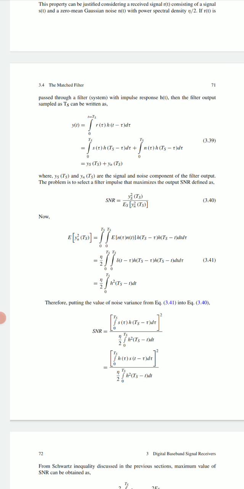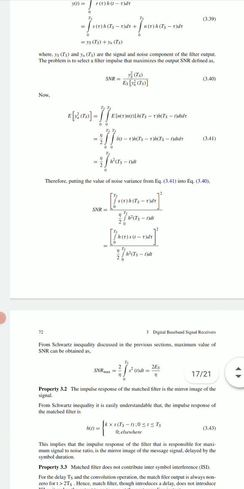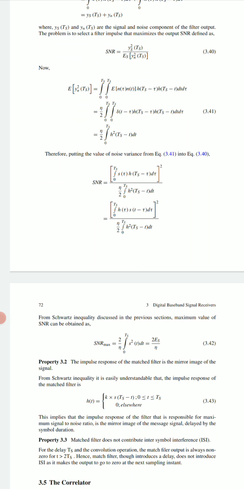If we put the noise variance from equation 3.41 into equation 3.40, the signal to noise ratio becomes 2 over eta times the integral from 0 to Ts of s squared(t) dt, which equals 2Es over eta. From the Schwarz inequality, we get the maximized value of SNR.